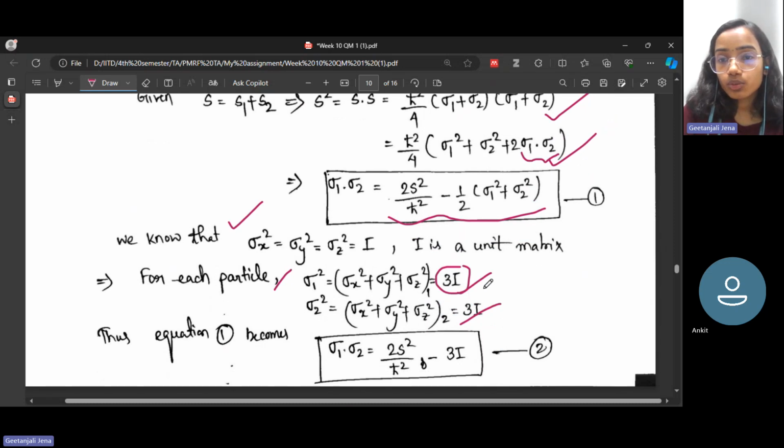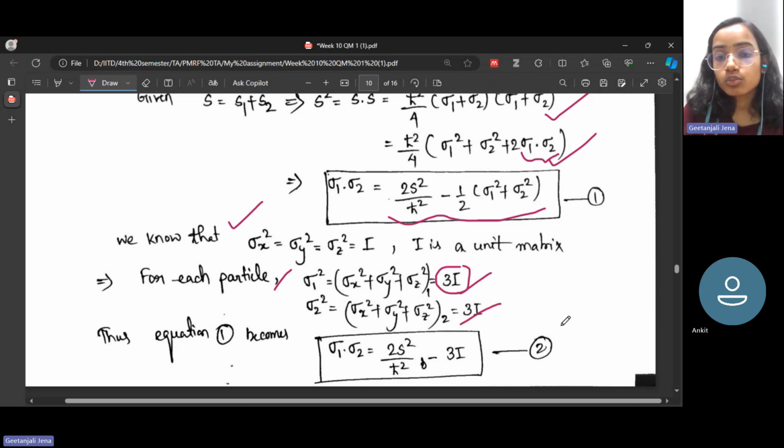Now, if you put these values 3I in equation 1, then you get sigma 1 dot sigma 2 is 2S square by ħ square minus 3I. This is the final expression for sigma 1 dot sigma 2.